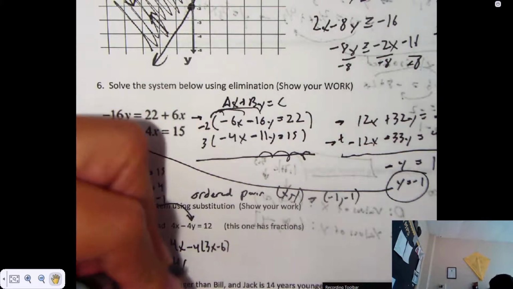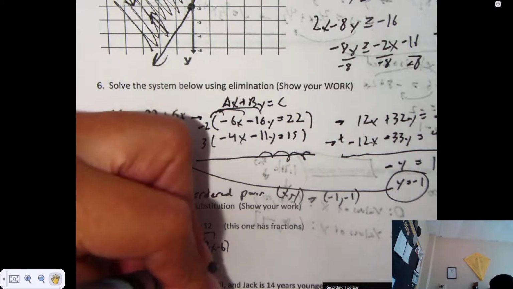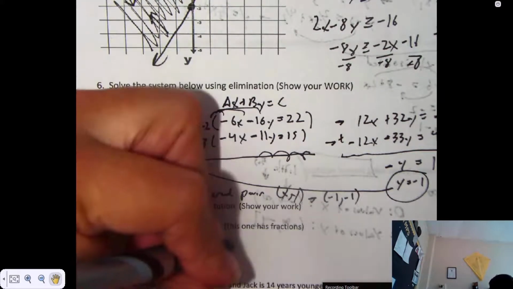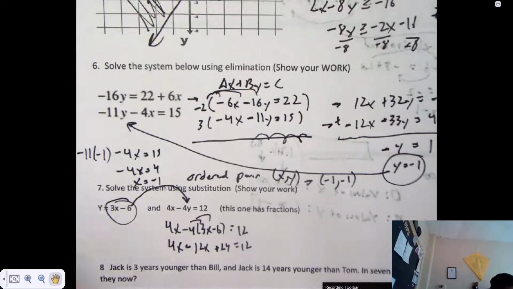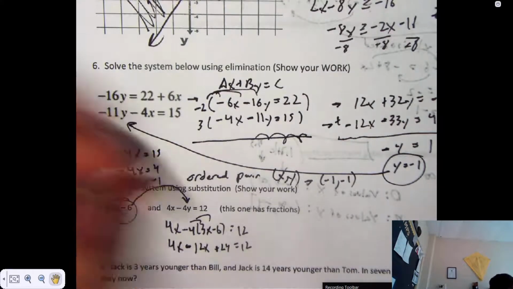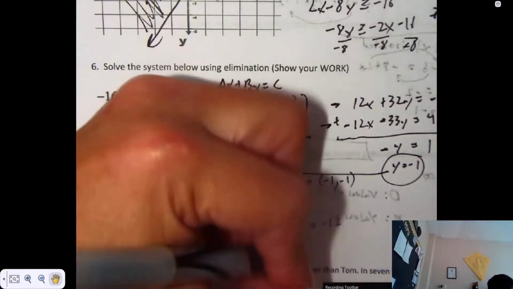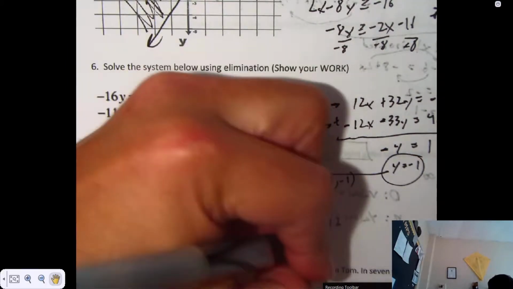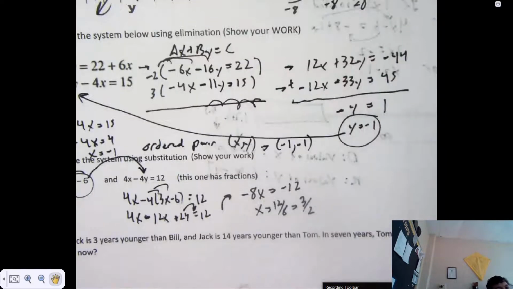So we have 4x, and I'm doing the distributive property here, minus 12x plus 24, and I forgot my equal sign there, equals 12. And we're just going to manipulate here. 4 minus 12 is 8, so negative 8x. We're going to take away 24 from 12. That would be negative 12. We're going to divide by a negative 8. That's going to make it positive, and we're going to reduce the fraction down to 3/2.